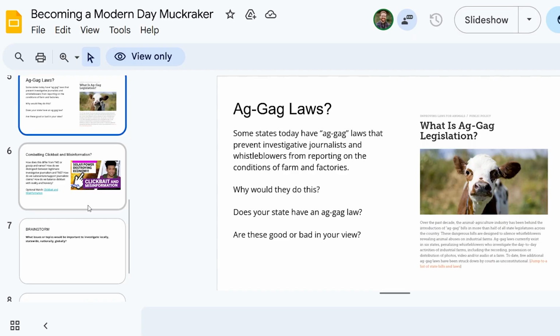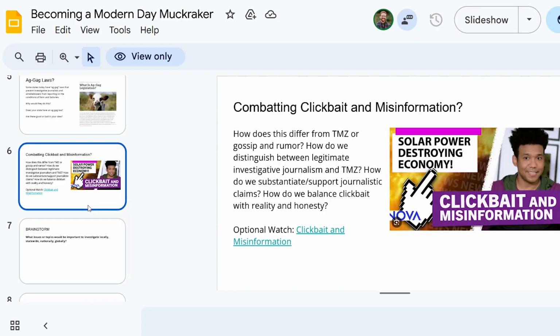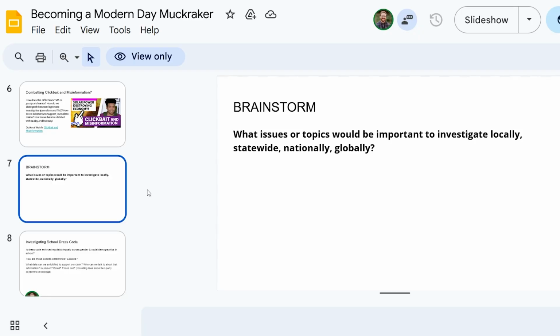And then these next ones are kind of optional, but I know that ag-gag is big in Iowa. We're a big ag state. One of these pieces of legislation made national news. So depending on your context, you can include that. Trying to just get kids to understand how we sort out what actual investigative journalism is, with integrity and honesty and adherence to facts and truth instead of clickbait, instead of TMZ gossip, and then make some modern connections and ask, okay, how can we be that?